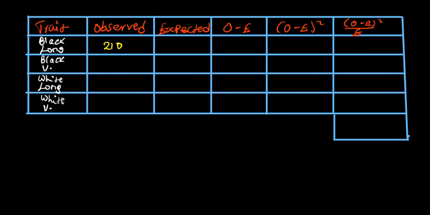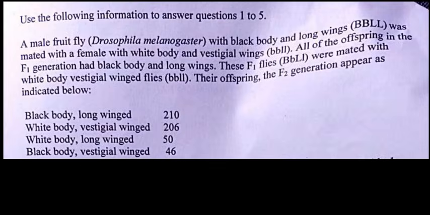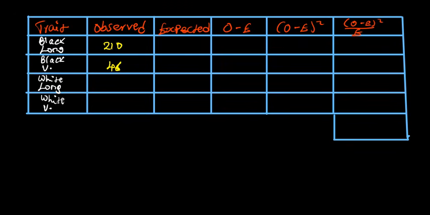Then black with V-stig only 46. Then we go back also white and long, and white and V-stig. So white and long, those which were white and long, we have 50, while white and V-stig 206. So white and V-stig 206, the other one 50. So I'll say 206 here. Then these ones were on 50.